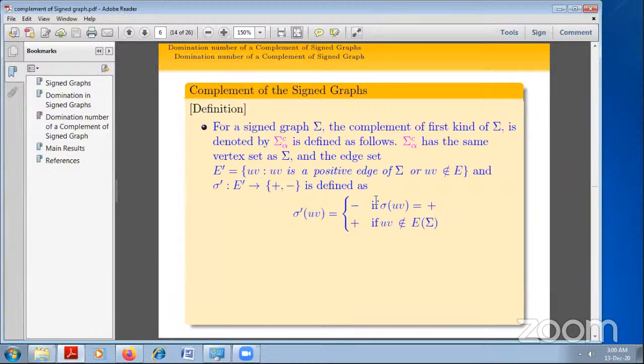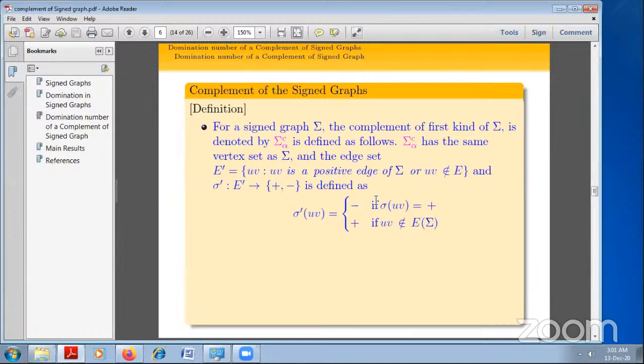So take the signed graph sigma. The complement of the first kind of sigma is denoted by sigma alpha complement and is defined as follows. The sigma alpha complement has the same vertex set as sigma, and the edge set E dash of sigma alpha complement is equal to the set of all UV such that UV is a positive edge of sigma and UV does not belong to E of sigma, and sigma dash, that is a small sigma dash of sigma alpha complement, from E dash to plus, minus is defined as follows.